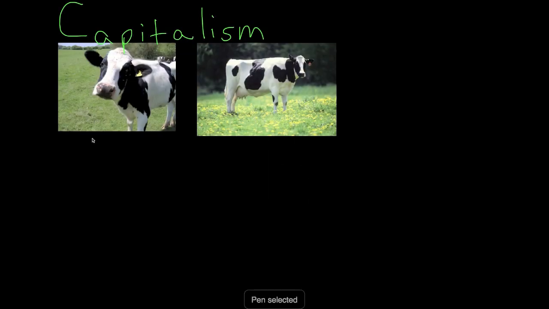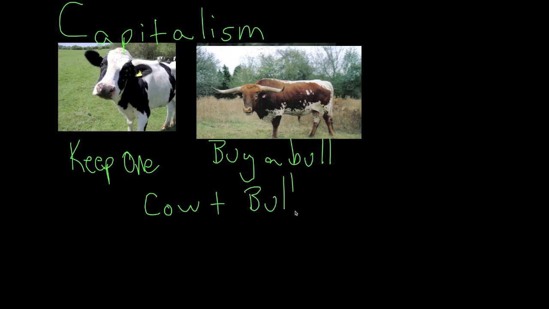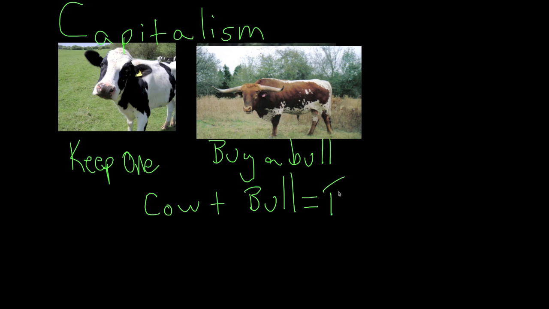And here's a cow analogy to explain capitalism. In capitalism you have two cows. You're going to keep one, and you're going to sell one and buy a bull. Now you have a cow and a bull. You're going to use the cow and the bull to make a whole herd of other cows and bulls, and you're going to make profit.